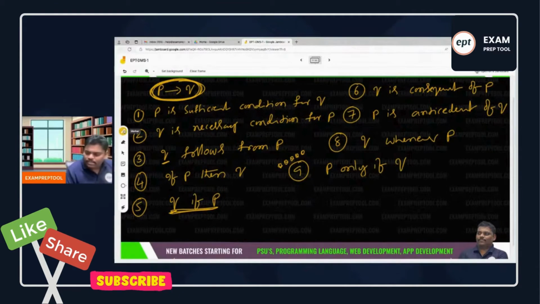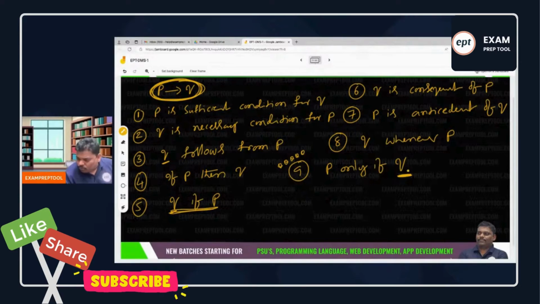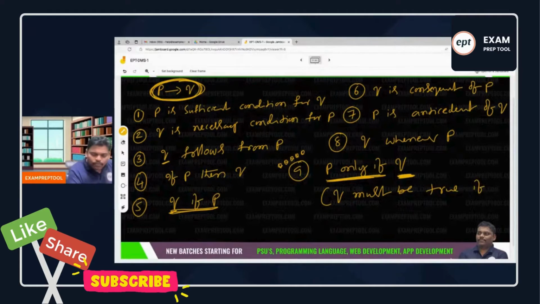Everyone listen. Very simple. Q is true. Everyone observe. Q must be true only if P is true. Am I right or not? Q must be true only if P is true. Am I right or wrong? I am writing this here: Q must be true only if P is true.